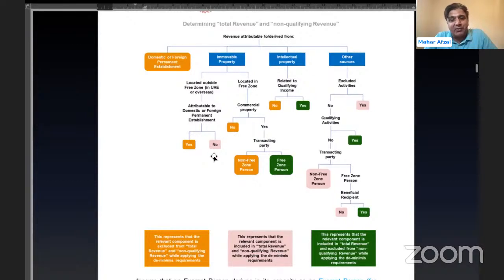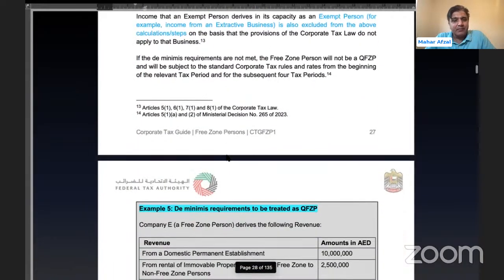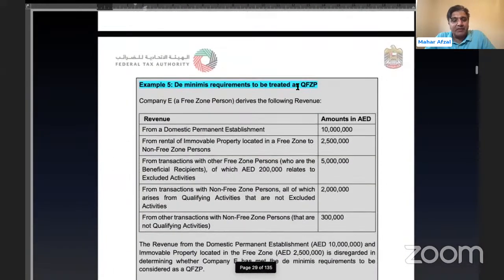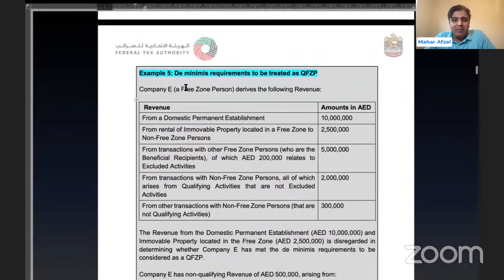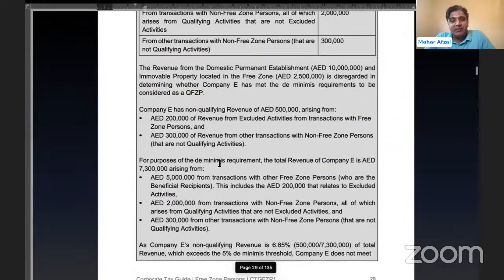This thing I need to look into. The rest everything is very clear. You can follow the slide that I already shared with you in my presentation. Exempt person, we have already discussed that income will be straightforward, not subject to tax. Example number 5, we've already discussed. Basically, this is the same thing I've already told you.